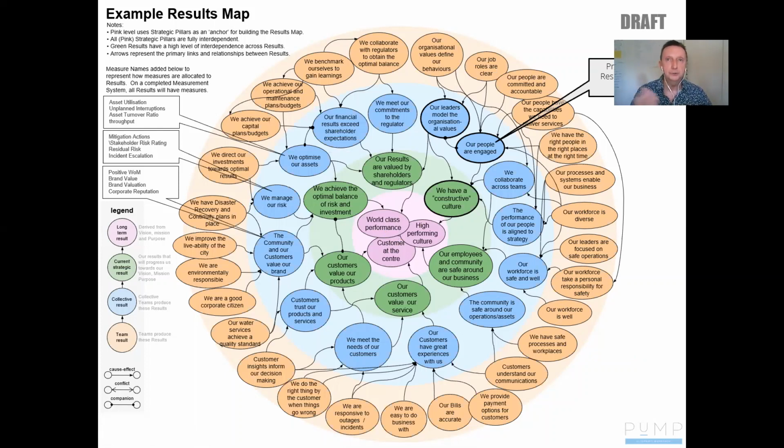They can see how they can contribute to realisation of vision, mission and purpose, and how they're making progress towards those strategic pillars in the centre. And that's one of the most powerful parts of the results map, is on one page you can get a whole organisation and everybody can agree on what those outcomes are.